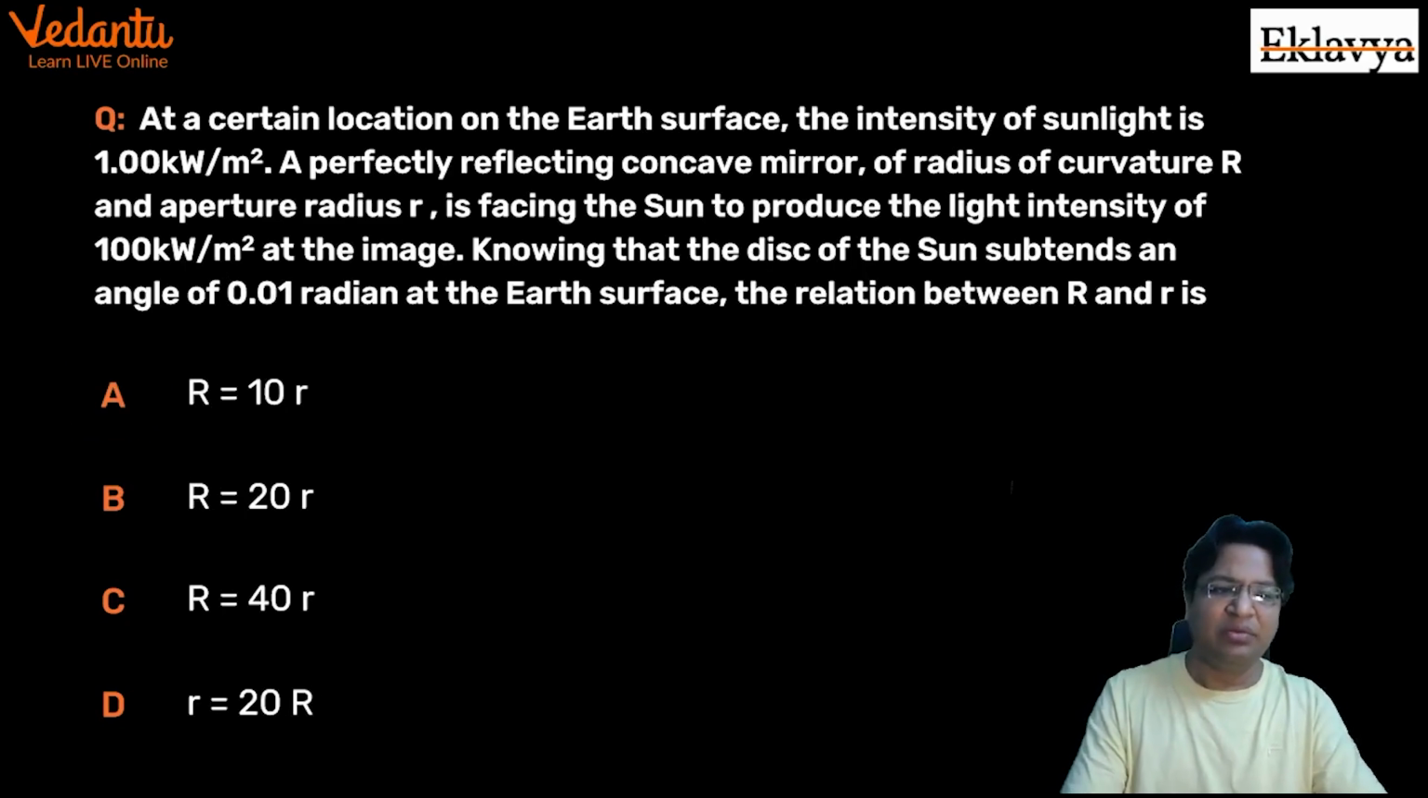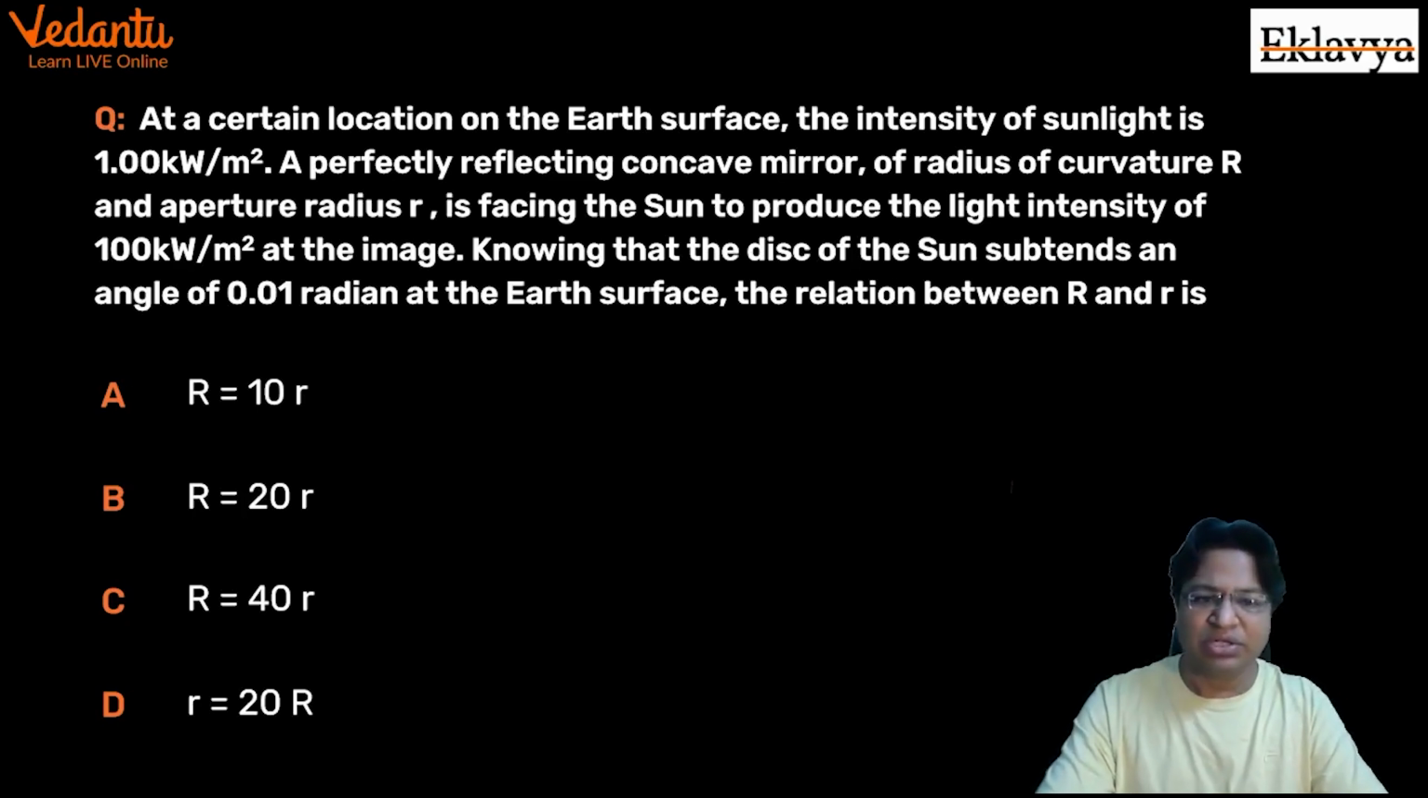All right, now we'll go to the next question. The next question says, at a certain location on Earth's surface, the intensity of sunlight is this much. A perfectly reflecting concave mirror of radius of curvature capital R and aperture radius small r, facing the sun, produces light of intensity 100 kilowatt per meter square at the image. Knowing that the disk of the sun subtends an angle of 0.01 radian at the Earth's surface, the relation.